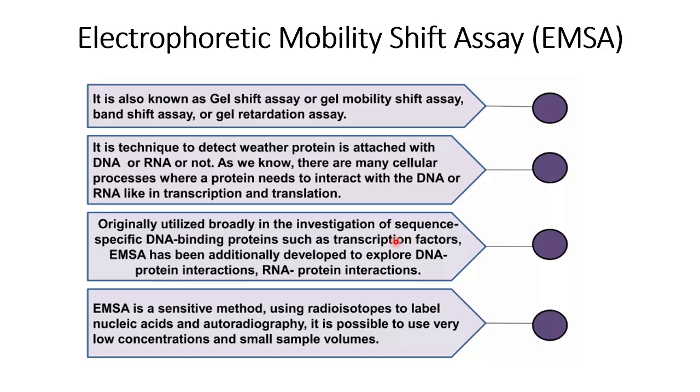EMSA has been additionally developed to explore DNA protein interactions and RNA protein interactions, and it's a very sensitive method because it uses radioisotopes to label nucleic acids and autoradiography. It is possible to use very low concentrations and small sample volumes.